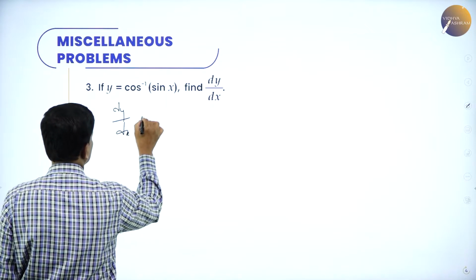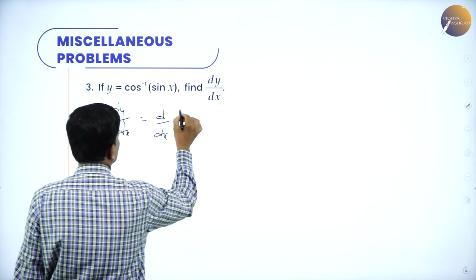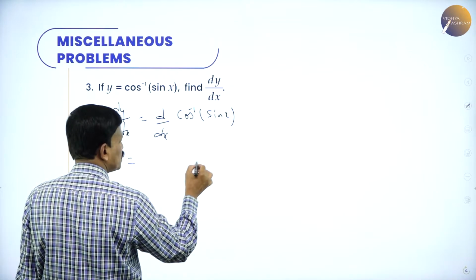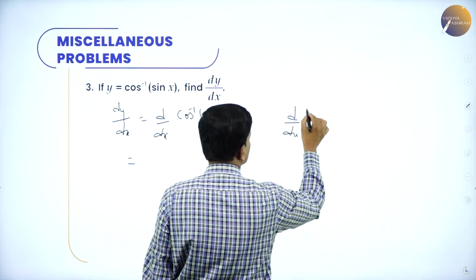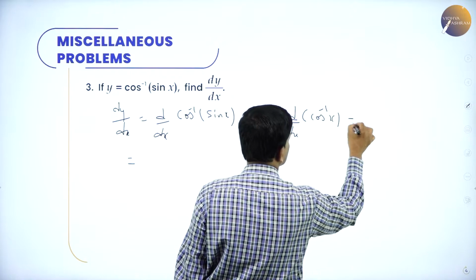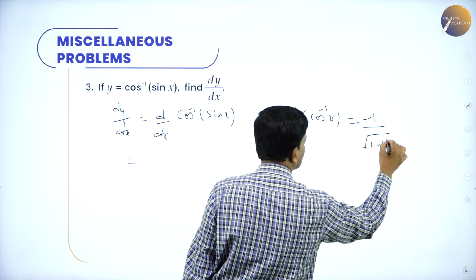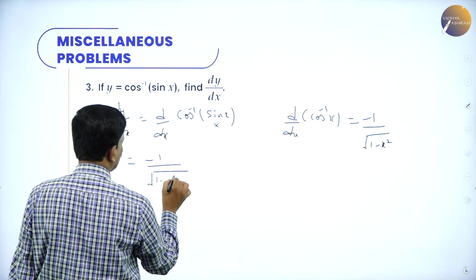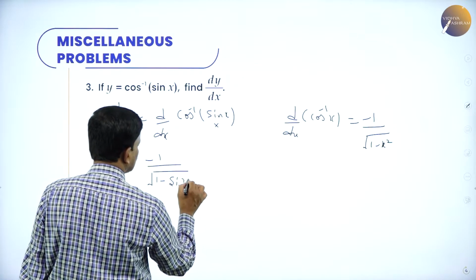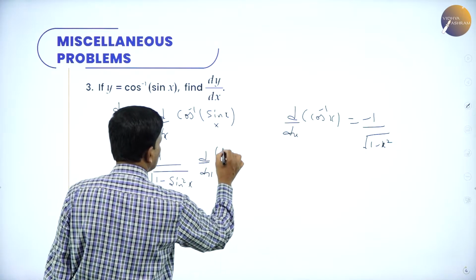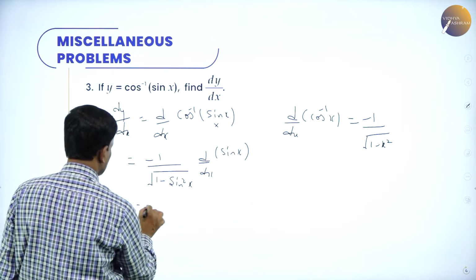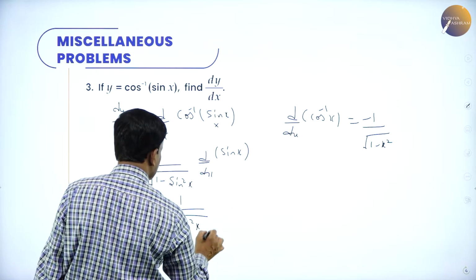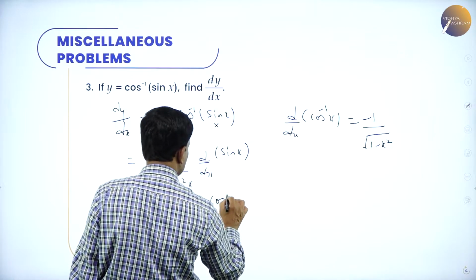dy by dx, differentiating with respect to x, d by dx of cos inverse of sin x. Now you know the differentiation of cos inverse, d by dx of cos inverse x is minus 1 by root of 1 minus x square. Here this is x, so minus 1 by root of 1 minus sin square x into d by dx of sin x. This is equal to minus 1 by root of 1 minus sin square, which is cos square x, into the differentiation of sin x, which is cos x.